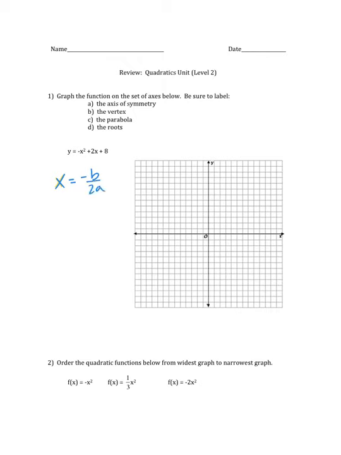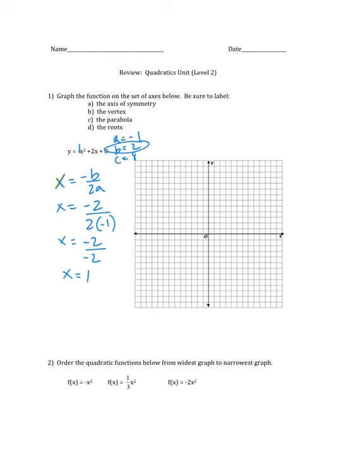So my a value is the number in front of x squared. A is negative 1, because there was a negative there. B is positive 2, and C is 8. So x equals negative b means I'm turning this b, which was a positive, into a negative. Negative 2 over 2 times a, which is negative 1. When I divide negative 2 by negative 2, I get positive 1. Okay, so yes, the negative is taken into account.